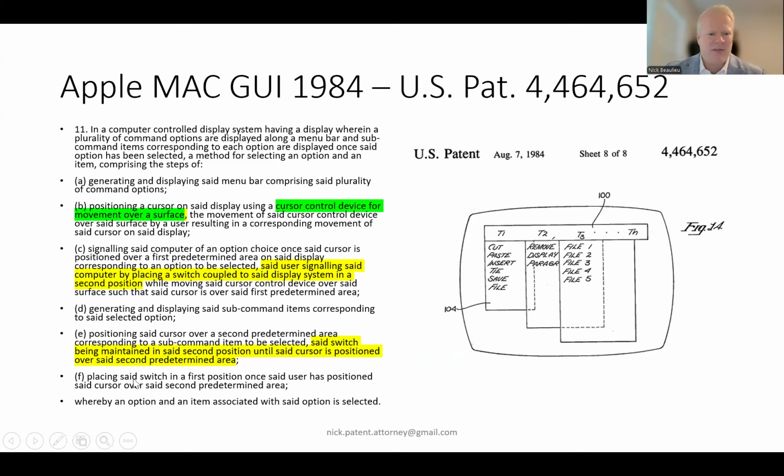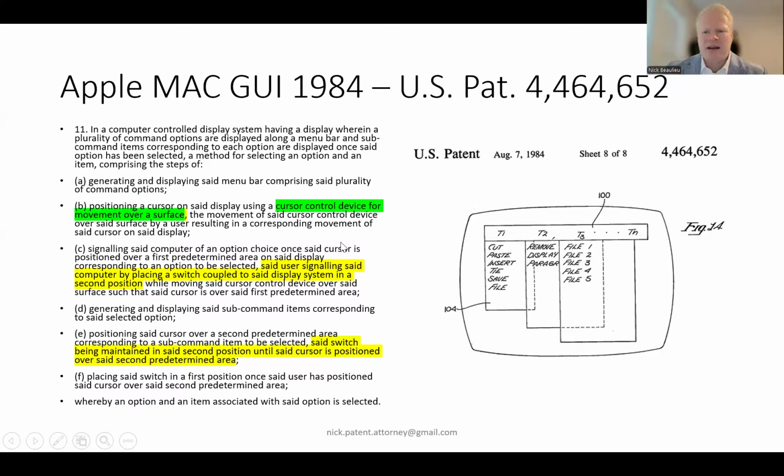And then F, placing said switch in a first position once said user has positioned said cursor over said predetermined area. I think that's kind of releasing the mouse button, whereby an option and an item associated with option is selected. So that's kind of a lot of claim language, and it's important to remember that to infringe this, you have to infringe each of these elements. So if you eliminate any of these options or do any of these things differently, then you would not infringe this. So that would be designing around it. So it's looking at this claim language and what can you remove or what can you do differently so that you don't do all of these different steps.